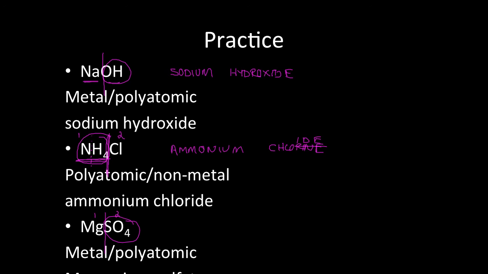So class, that's how we figure out if a compound is ionic or covalent, and then this is how we name ionic substances. I hope this tutorial was helpful.